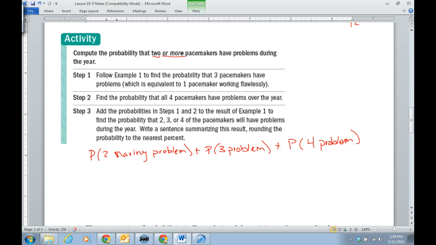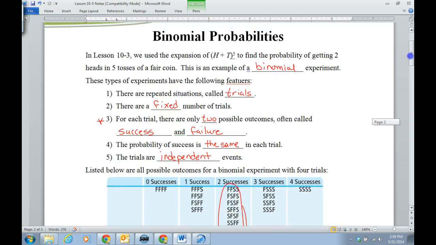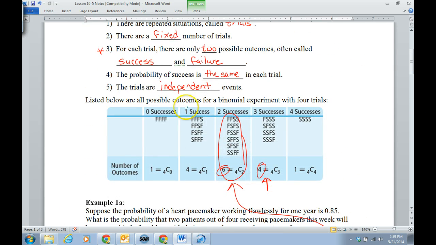All right? So let's first of all look at the probability of 3 having a problem. Okay, so if 3 are failures, that would be like this one right here. 1 success, 3 failures. So it's got to have a coefficient of 4, correct?